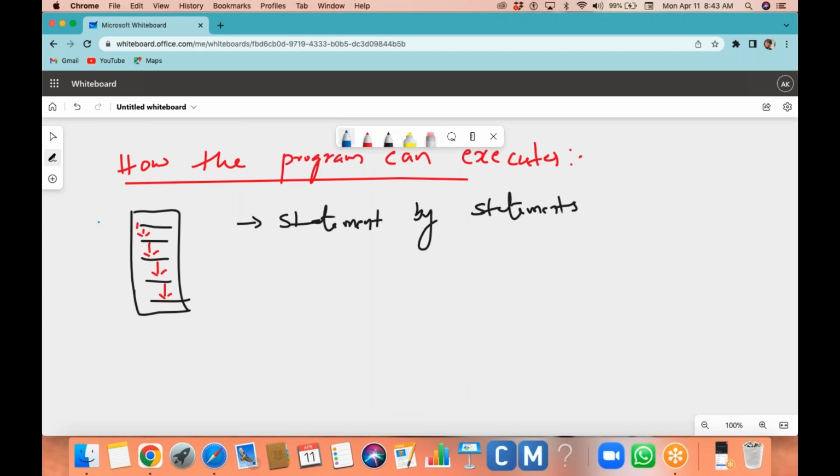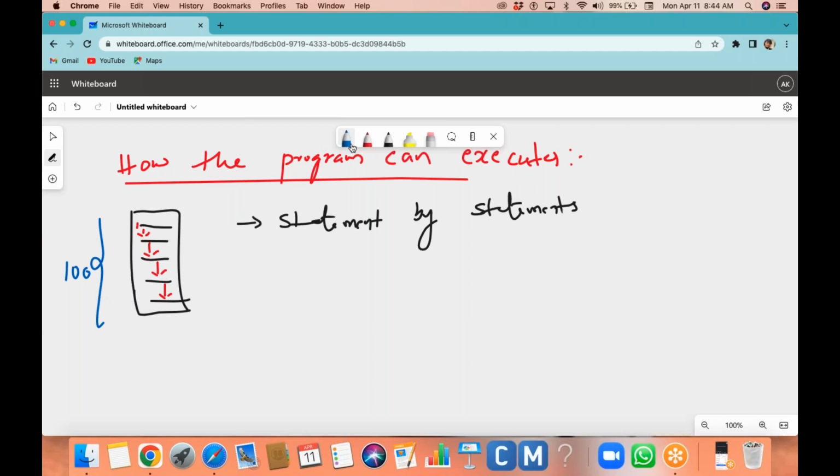Yes. So if we have 100 lines in a program, then the 100 lines execute line by line. If the first line is done, then go to the second line. Then when the second is done, go to the third, then the fourth. It's purely statement by statement, or line by line, execution in any programming language. Usually in Python especially, it does this process only.